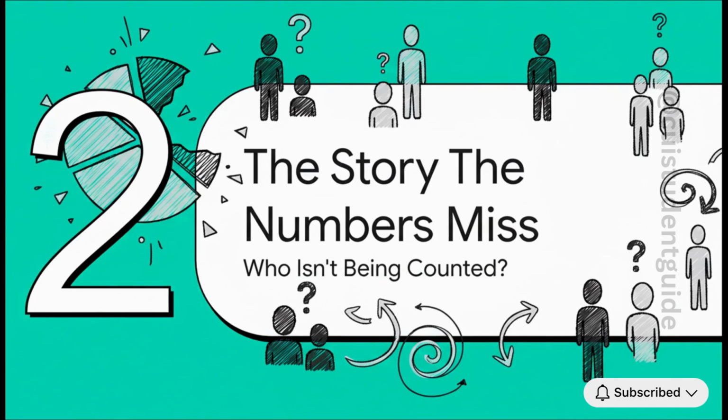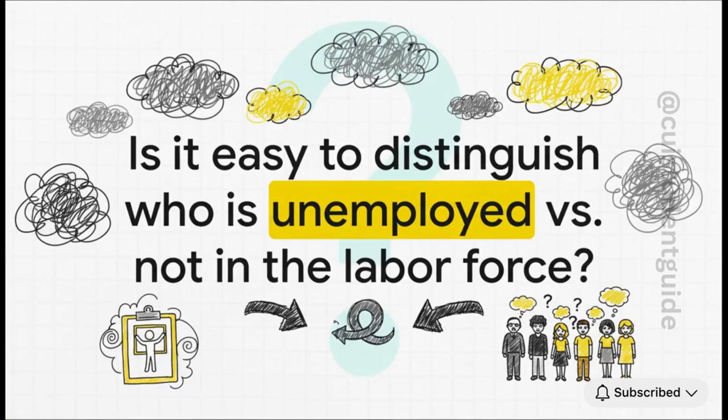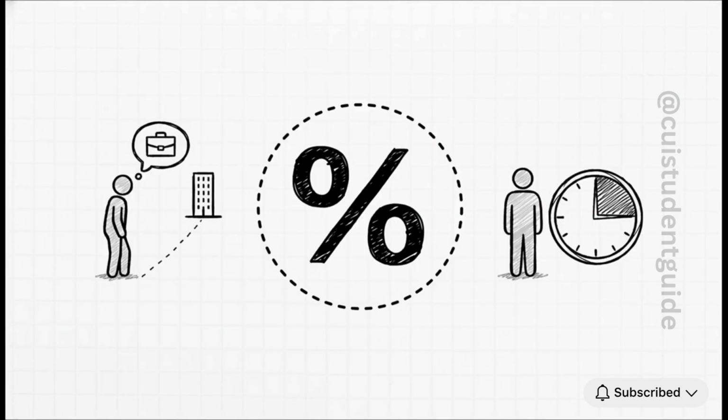Not even close. So let's dig into the story the numbers miss, and more specifically, who's getting left out of the picture. I mean, on paper, those definitions sound pretty clear, but in the real world, that line can get really, really blurry. Think about it. What about someone who wants a job, who needs a job, but has just given up looking after months of trying? Where do they fit? And this is where we start to see the gaps.